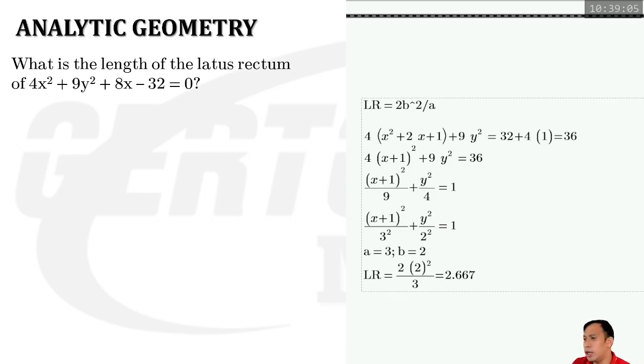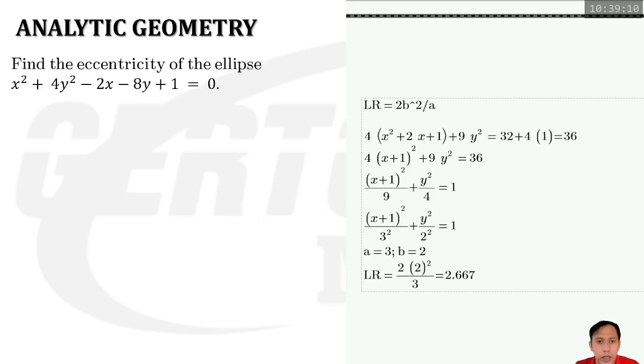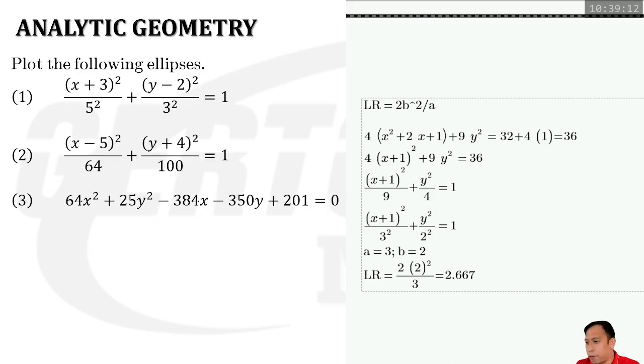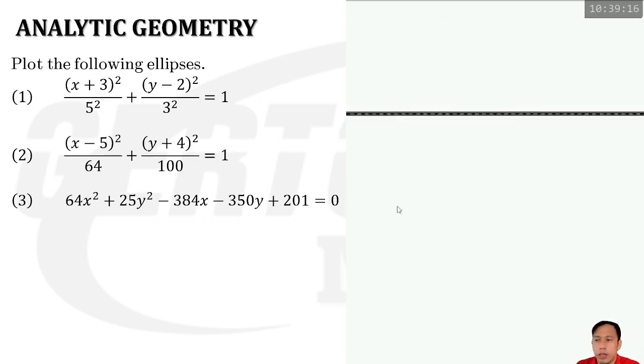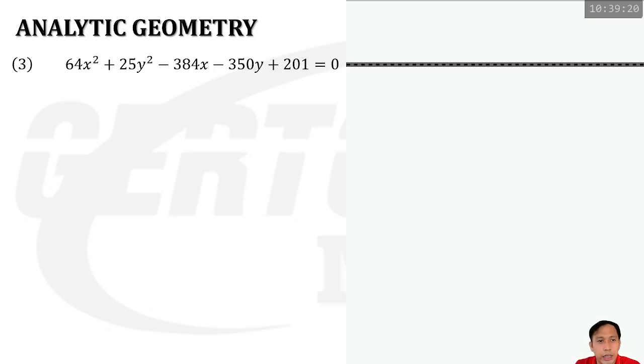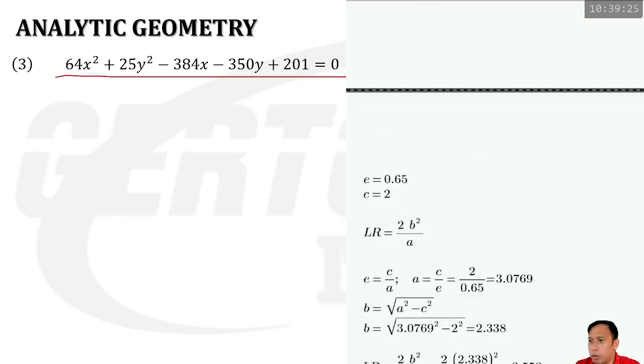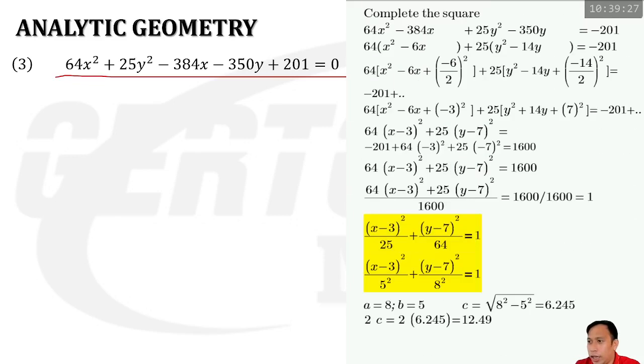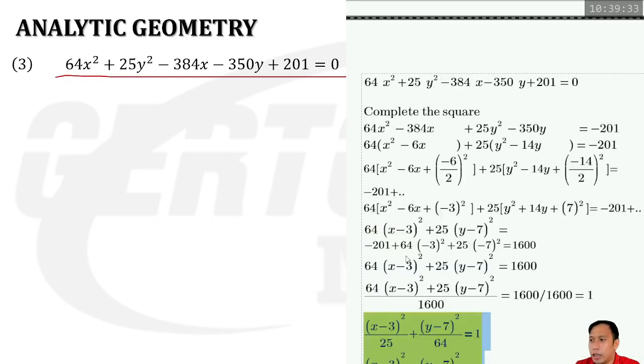Now, another shortcut in determining the center of an ellipse is by using these formulas. Going back to this equation, that part 3, when we took the center, we tried to graph it. We got h equal to 3 and k equal to 7. Ito yung center, when we did completing the square.